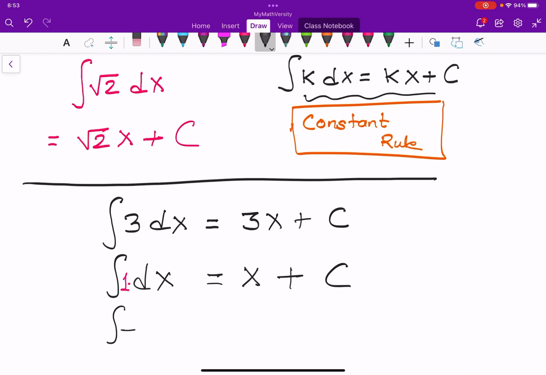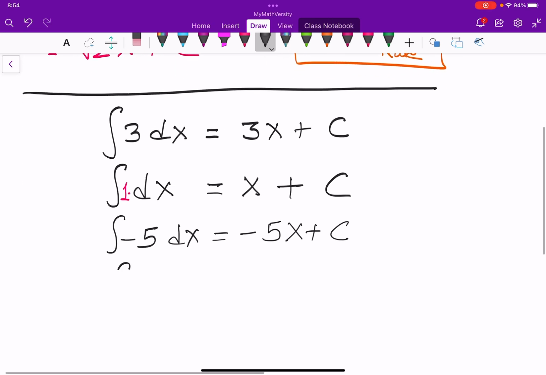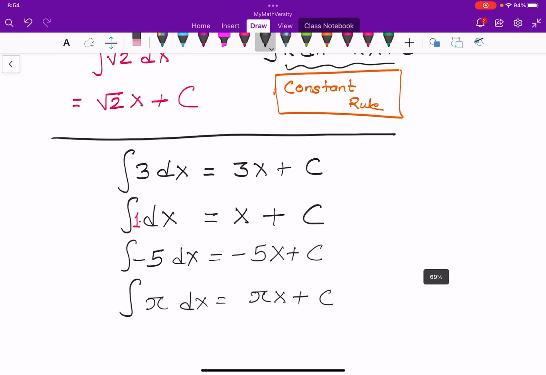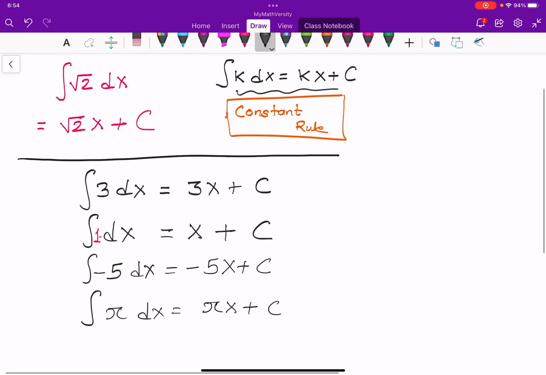If you have -5, the antiderivative of that would be -5 times x plus c. Or if you just have pi as a constant function, then its antiderivative has to be that constant multiplied by x plus c. This is how we find the antiderivative of a constant function.